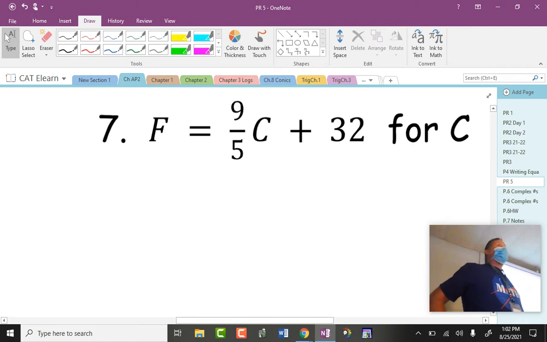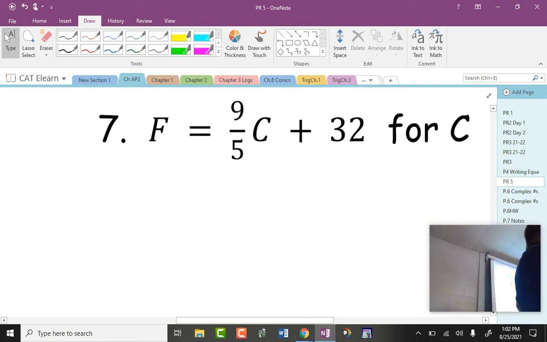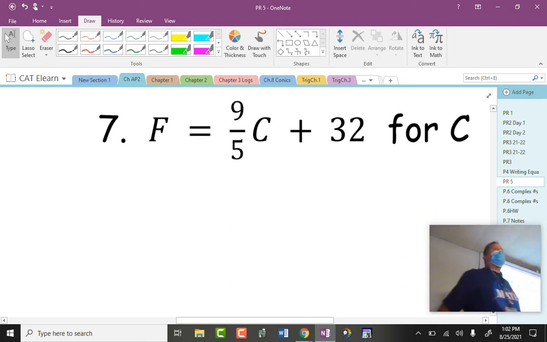It's a lot. Anyone? Yeah, that's the boiling point of water, so 212. So if you put 100 in for C, you get 212 for F. But anyway, we're going to solve for this.